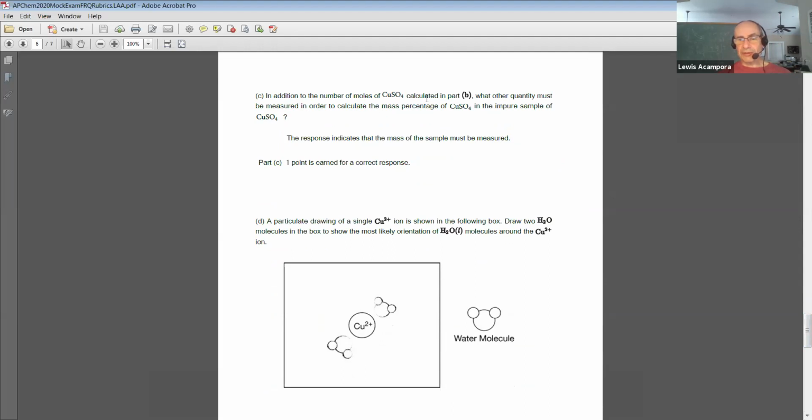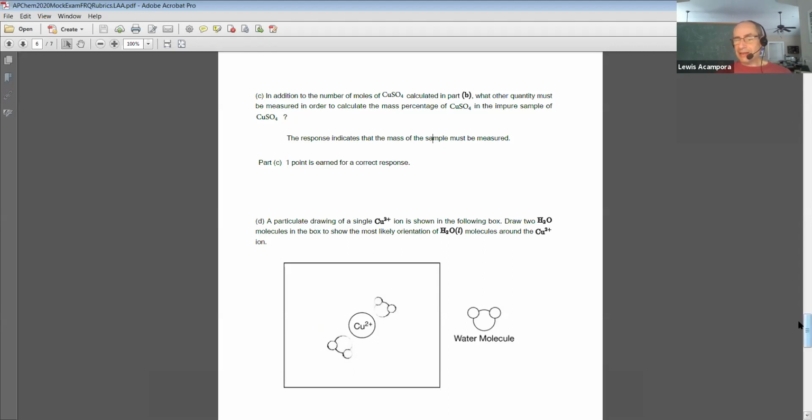in addition to the number of moles of copper sulfate calculated in part B, what other quantity must be measured, not calculated, but measured, in order to calculate the mass percentage of CuSO4 in the impure sample. Yes, you would have to know the formula mass of copper sulfate, but that's nothing that you would measure. That's something you would either add up or look up. What you would need to know is the mass of the sample. And you've got to be very careful here. It's not enough to say mass or mass of the copper sulfate. You need to say the mass of the initial sample or the mass of the impure copper sulfate.